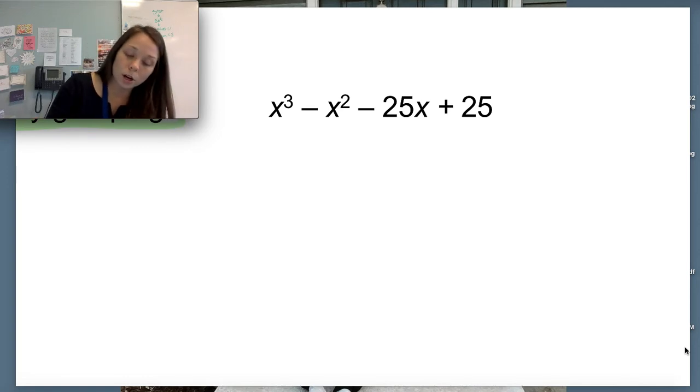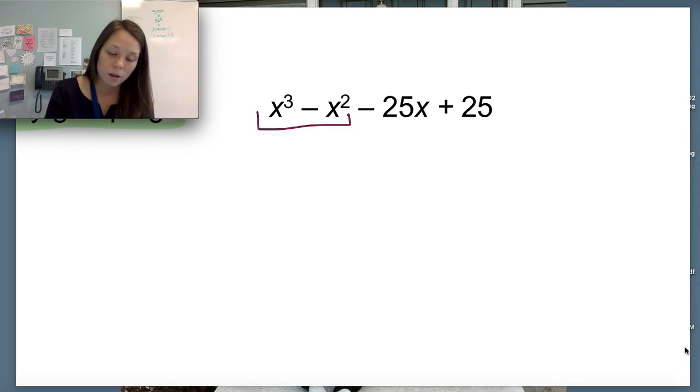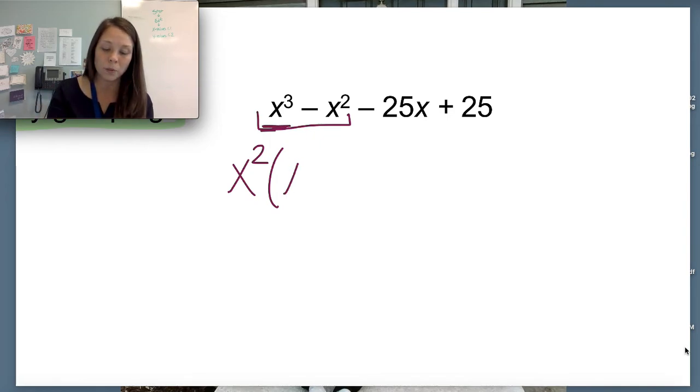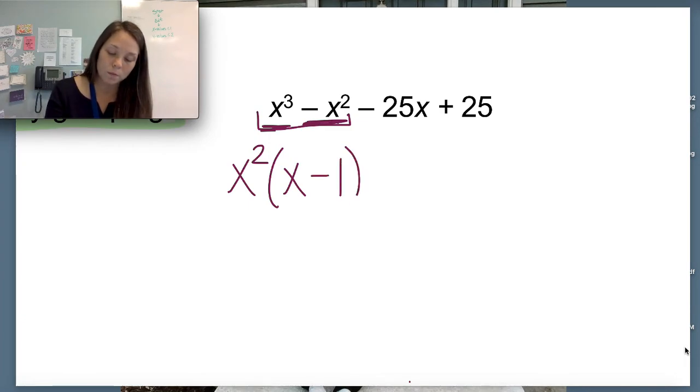Starting off, I'm going to group the first two terms together, x cubed minus x squared. What is the largest thing that x cubed and x squared have in common? Or what is the greatest common factor between these two terms? That would be x squared. I had x cubed, but I divided x squared out, which leaves me with x. I had a minus x squared, but I factored out that x squared, so that leaves me with minus 1.